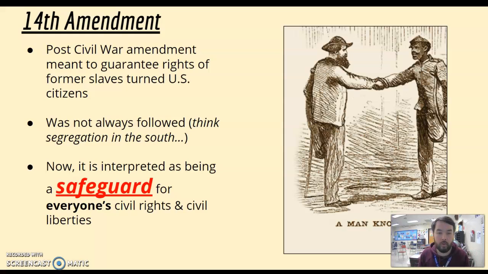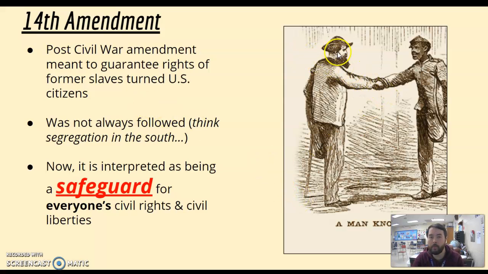And as we know, if you know anything about history, especially in the South, the 14th Amendment was not followed. Think about segregation. Think about violence perpetrated against people of color, especially in the South, but all over the United States. So the 14th Amendment at first was not followed. Now it is interpreted as being a safeguard for everyone's civil rights and civil liberties. It was initially written to aid former slaves that became U.S. citizens. Now it is interpreted as protecting all of our civil rights and civil liberties.